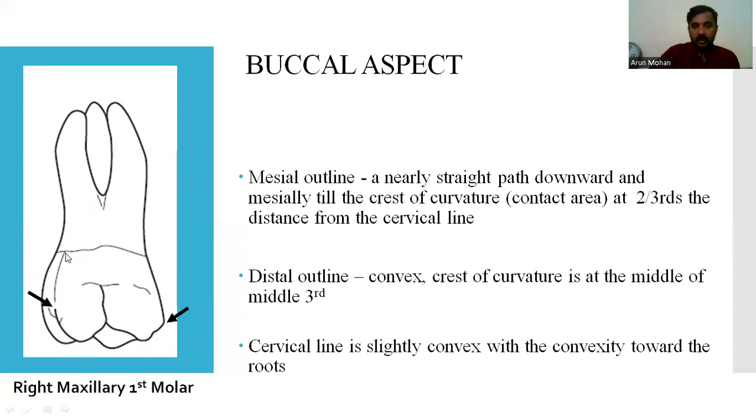Whereas the distal outline, as you can see in the image, has a more uniform curvature, with the crest of curvature coming close to the middle of the middle third. From this aspect, the cervical line is slightly convex, with the convexity towards the root. It's not a predominant convexity. The occlusal outlines are marked by the cuspal slopes of the mesiobuccal and distobuccal cusps.